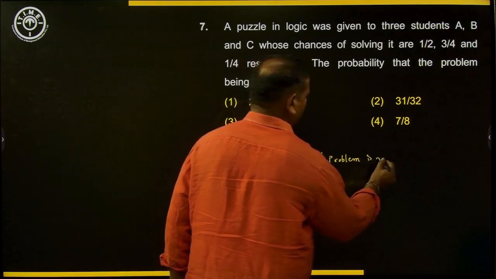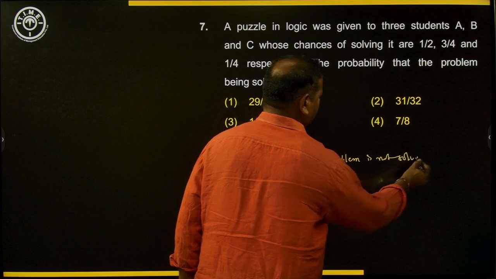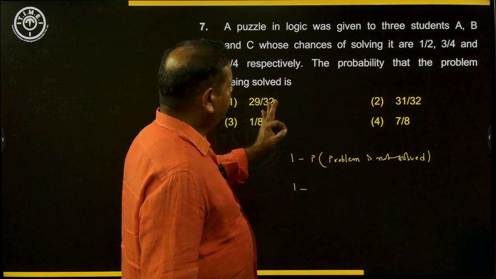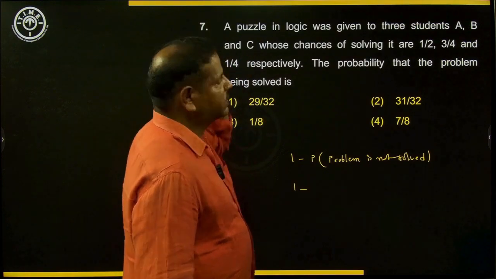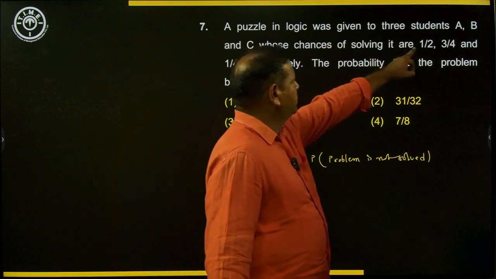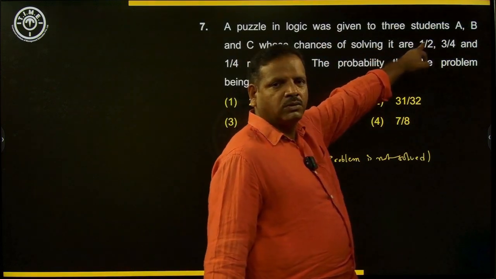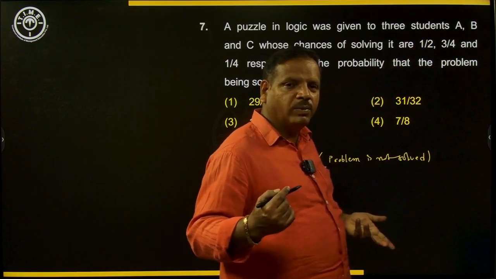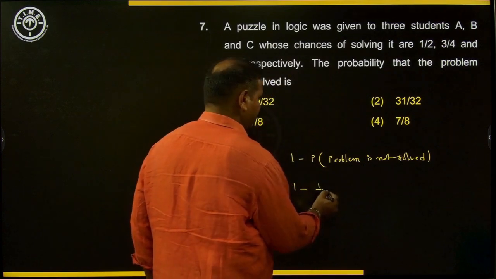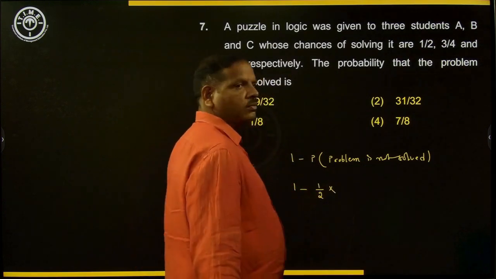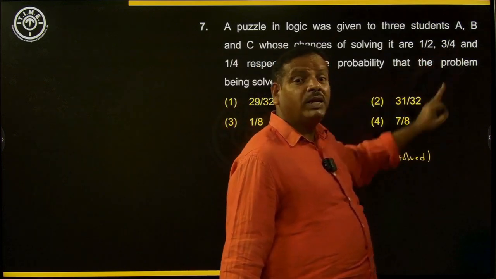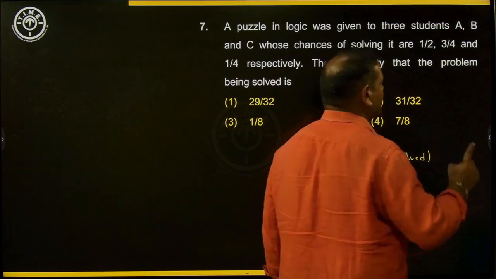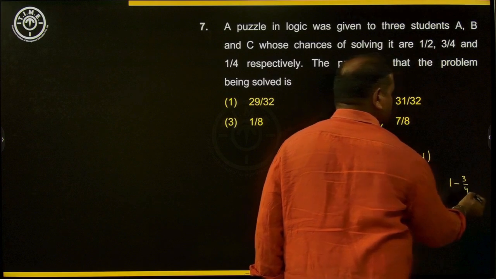Problem is not solved means all failures, so everyone fails. 1 minus. What is the probability that the problem is solved by the first person? First person's solving probability is 1 by 2. If solving probability is 1 by 2, what is the failure probability? 1 minus 1 by 2, which is nothing but 1 by 2. Second one, the probability of solving the problem is 3 by 4. Success plus failure is always 1, so 1 minus 3 by 4 is 1 by 4.